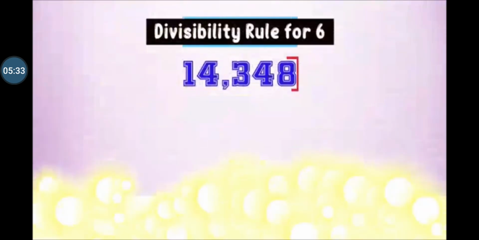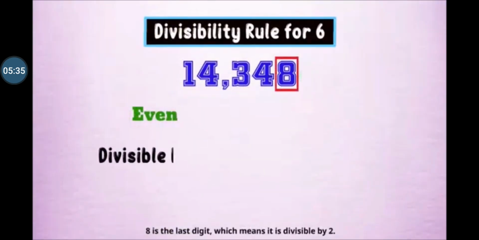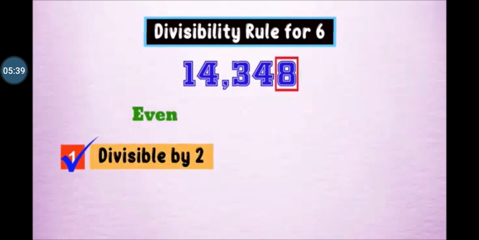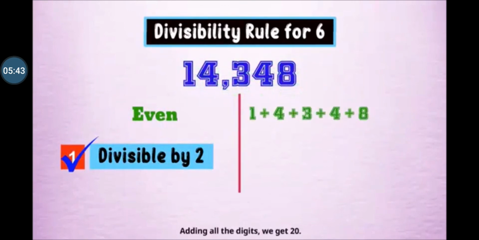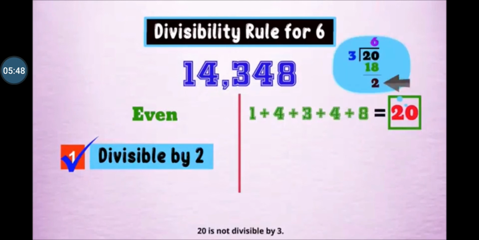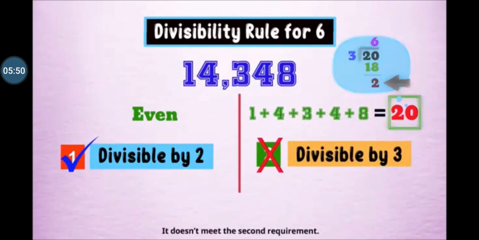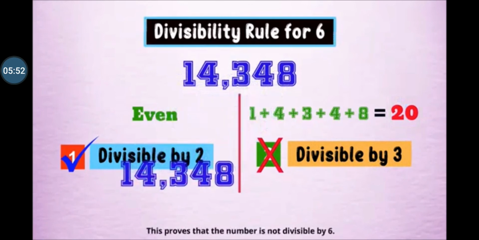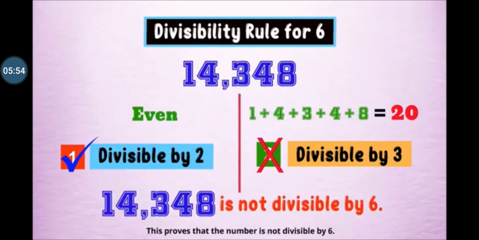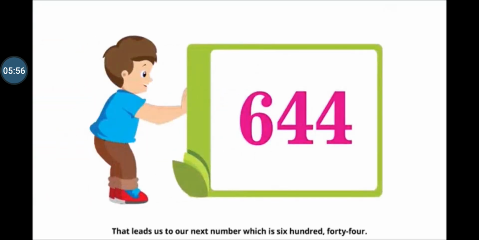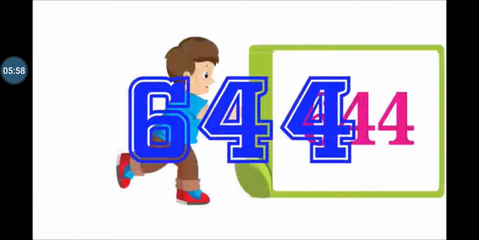then we can say that the number is divisible by 6. Look at this number. 8 is an even number, so it is divisible by 2. Now we have to add all the digits. The sum is 20. If I divide it by 3, we get 2 as remainder. So it means this is not divisible by 3. So the whole number is not divisible by 6.